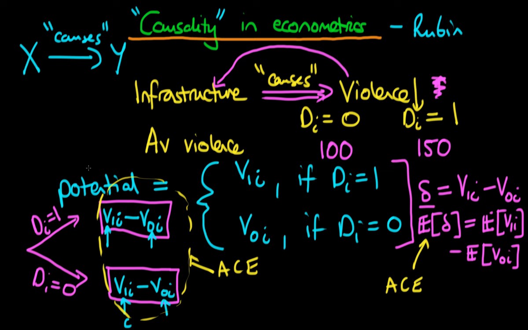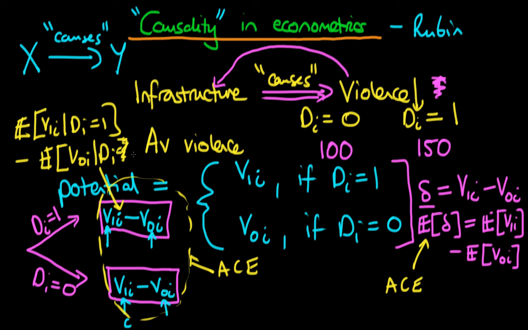Often what we're also interested in is the difference between V1i and V0i within those that were actually treated, in other words, those states which did receive infrastructure spending. So here we'd be asking, what is the difference between the expectation of V1i, given that Di is equal to 1, and the expectation of V0i, given that Di is equal to 1? If you can make out what I'm writing there. Essentially, this is evaluating the average causal effect on those that were treated. We call that the average causal effect on the treated, and that abbreviates to ACT.